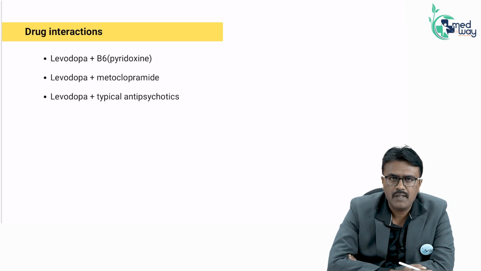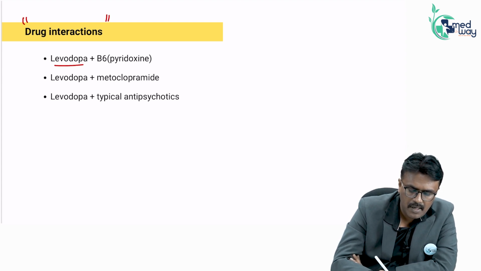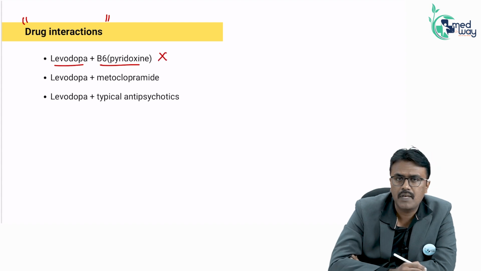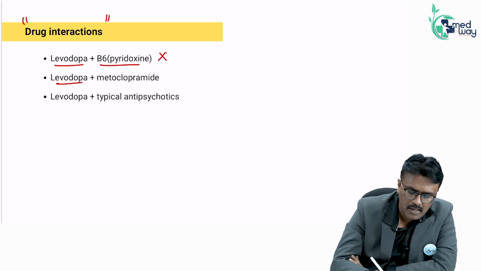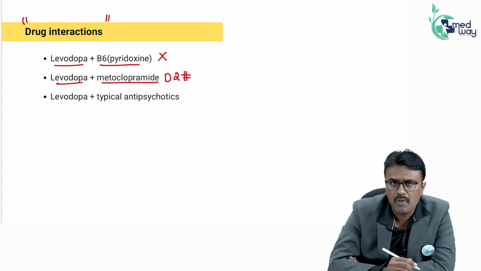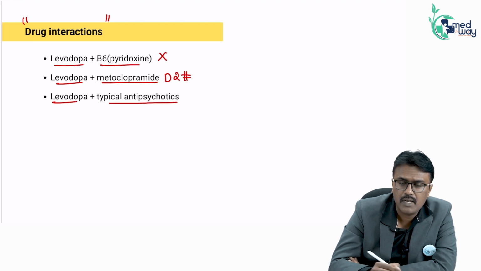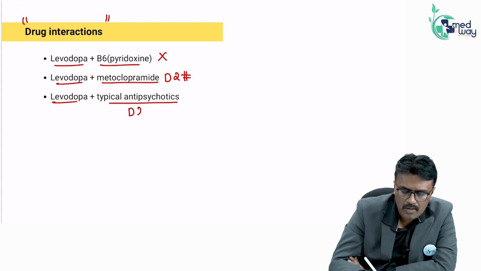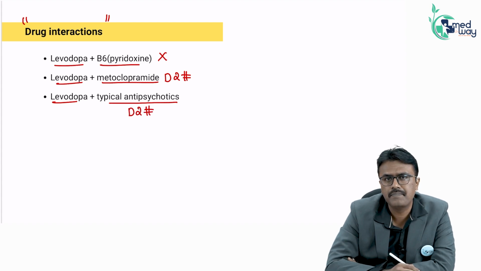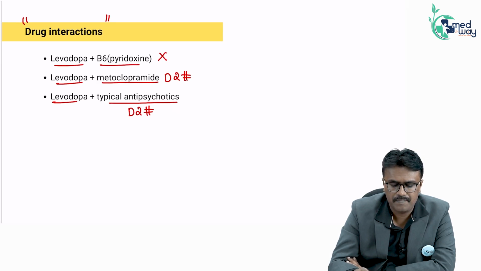Now, once we are done with levodopa, let us understand the drug interactions of levodopa. Levodopa and B6, just now I told you, should not be given together. Levodopa and metoclopramide should not be given because metoclopramide is a D2 blocker. We don't want to block D2 in a patient with Parkinson's disease, so metoclopramide should not be used. Levodopa should not be used with atypical antipsychotics because they also block D2. So these are the drug interactions. Please have a look at this.